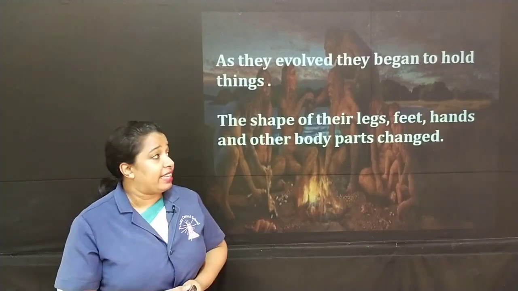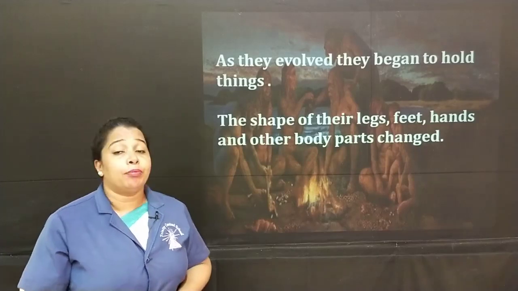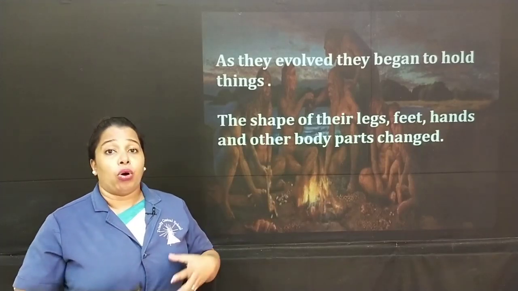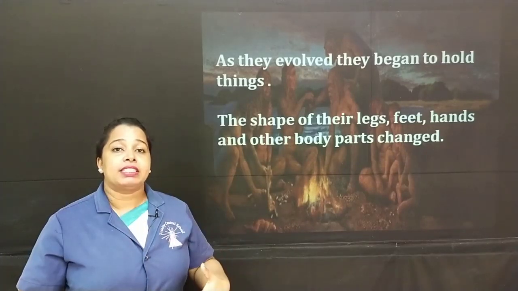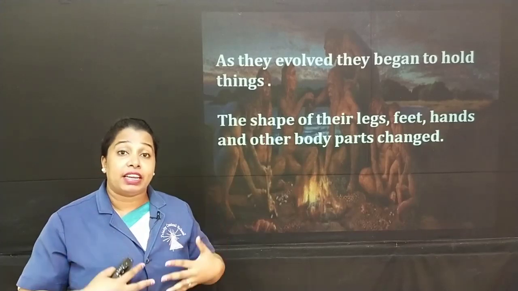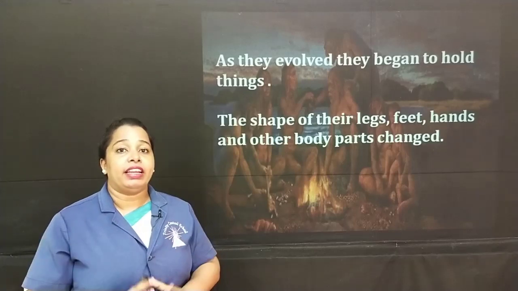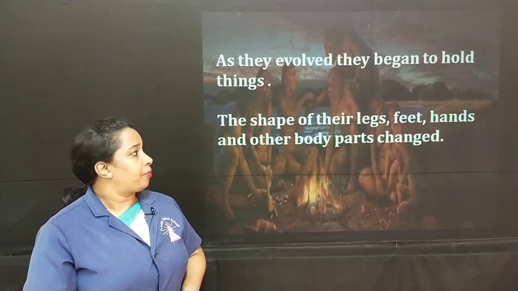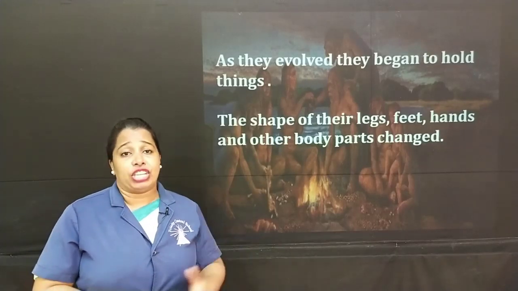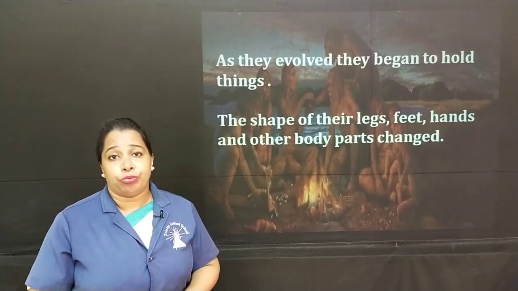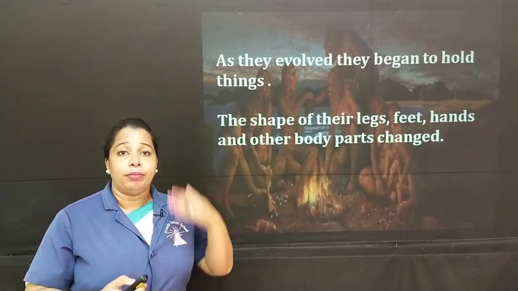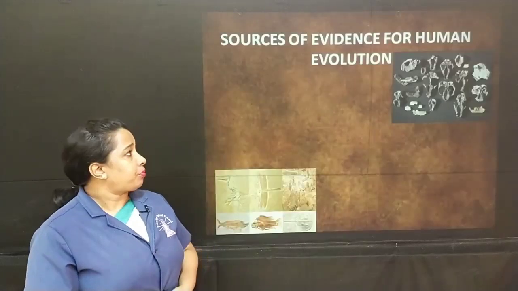The shape of their legs, feet, hands and other body parts changed. So all the body parts changed, and even their internal organs developed to suit their erect position. So these are the major changes that took place in human evolution in their body or mental structure.